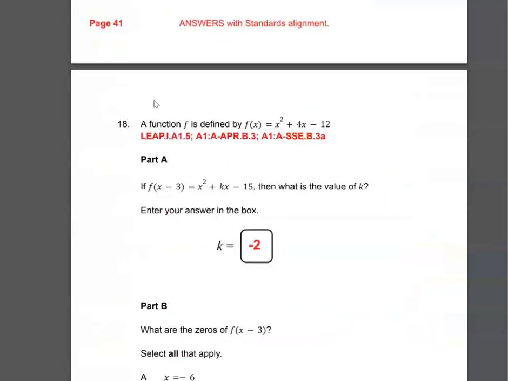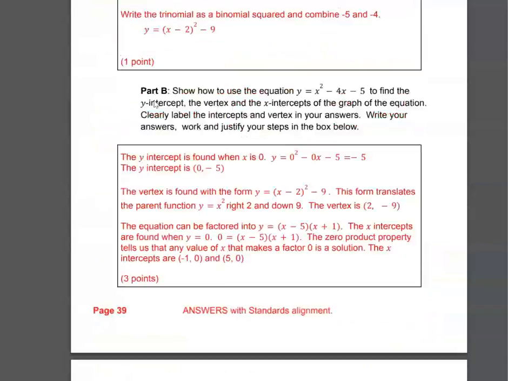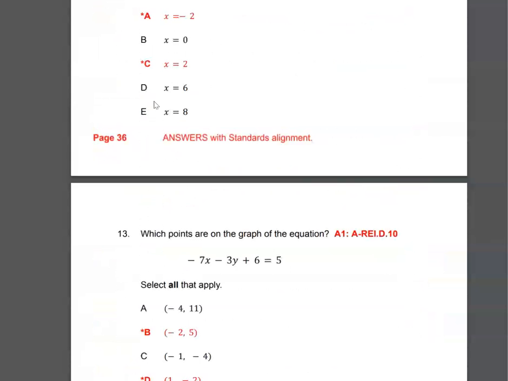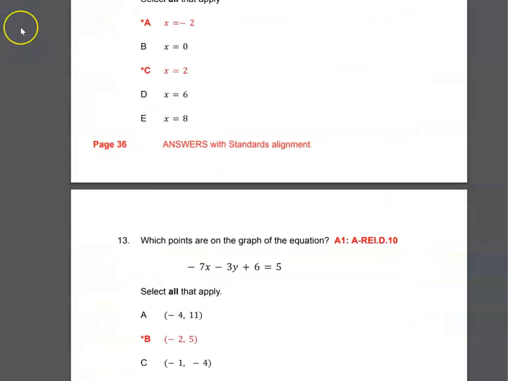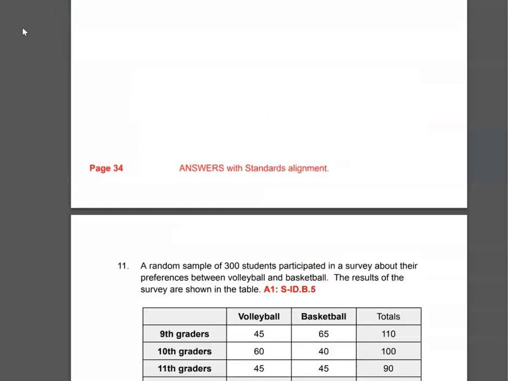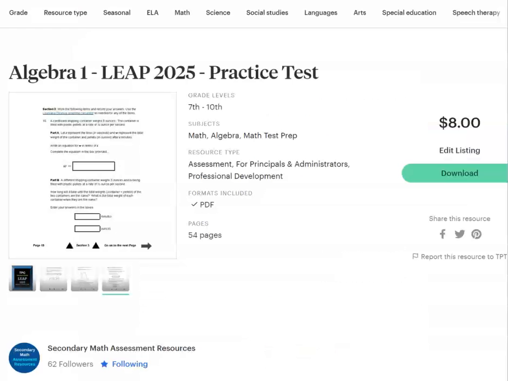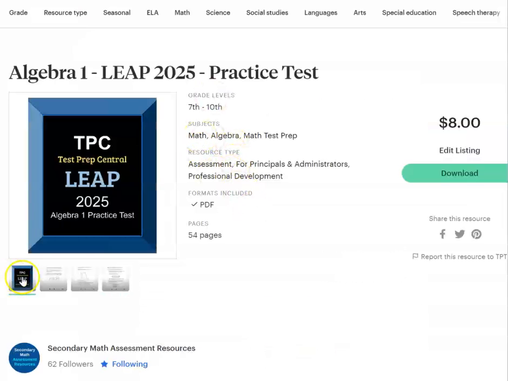But I think you'll find this test is helpful, so I'm just kind of scrolling back through it so you can see. And hopefully this video will help you to use this test with your kids. And you can make a difference for them, and they will feel more confident when they get ready to take their state test at the end of their Algebra 1 course.